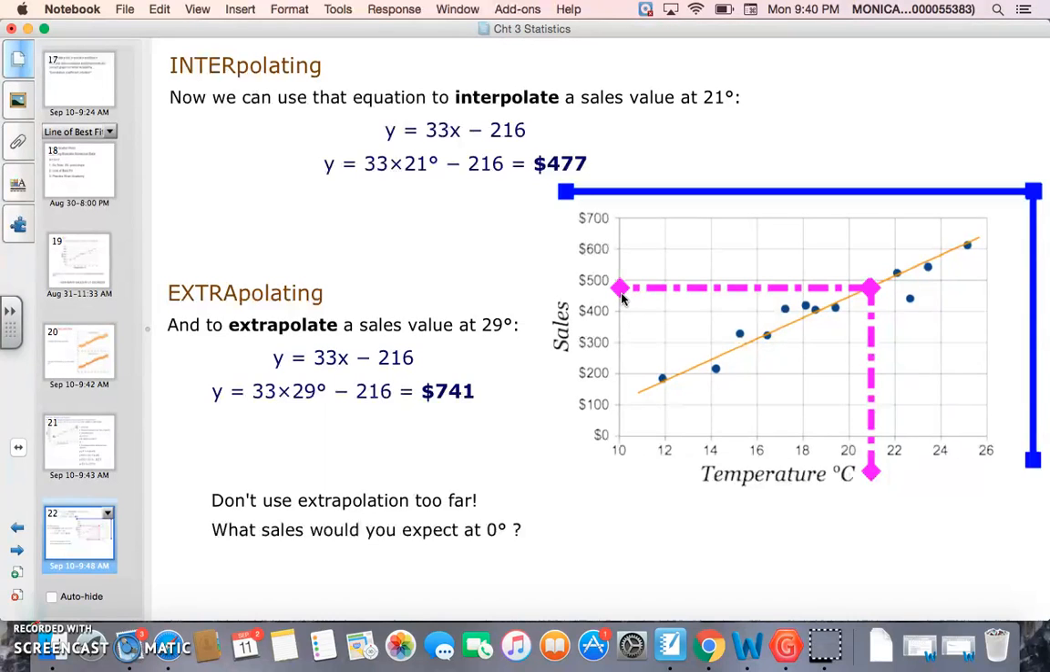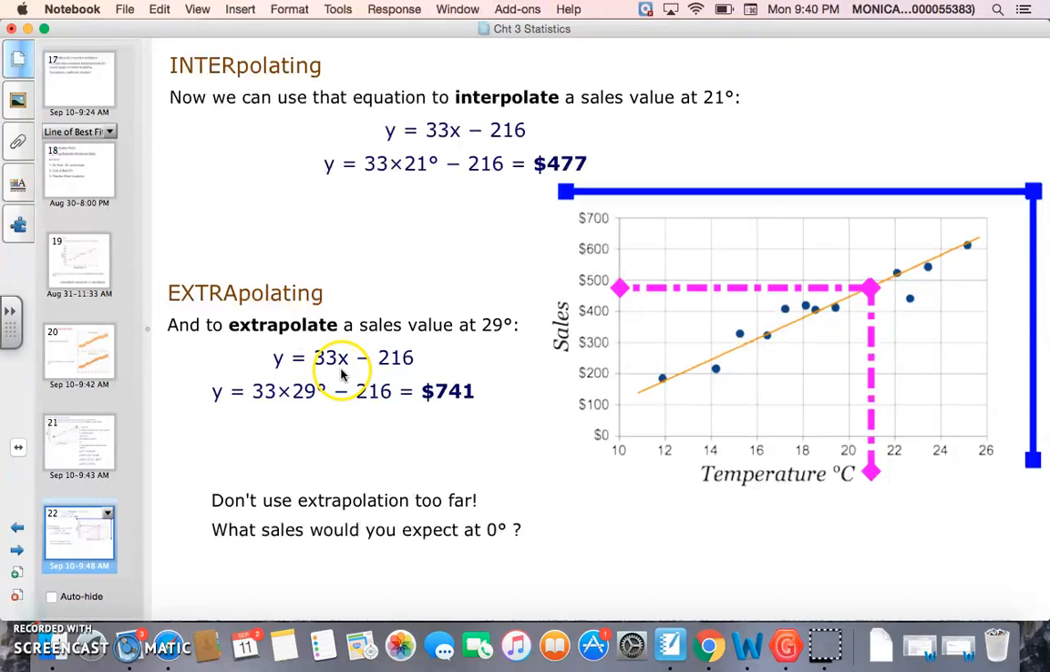Now, this is also helpful if I have a graph. Graphs are useful for the snapshot of the data that they're displaying. However, what if I want to know a temperature that's not on the graph? That's when I've got to extrapolate information. And so I'm going to look at, let's say, 29 degrees. Obviously, my graph stops at 26 degrees.